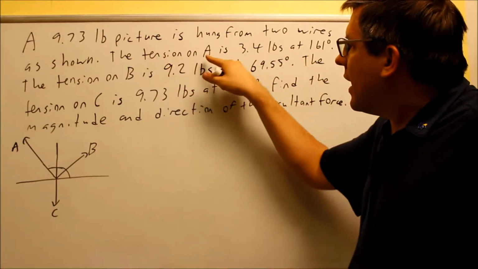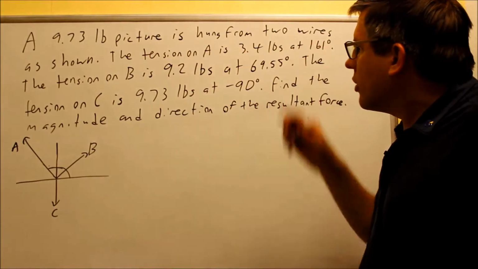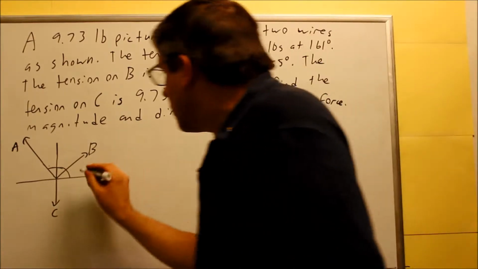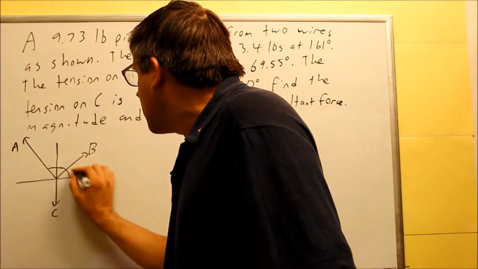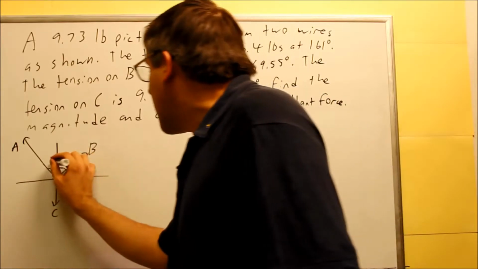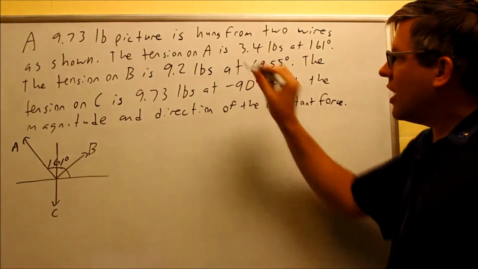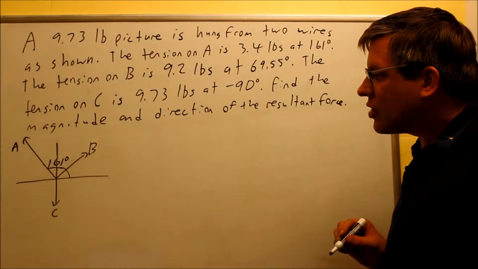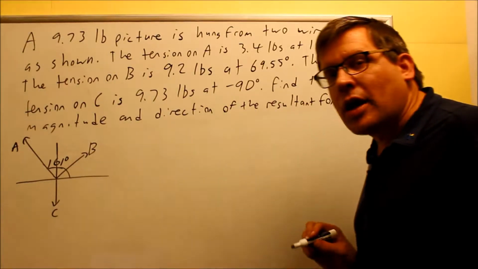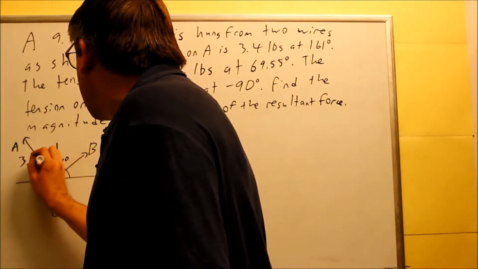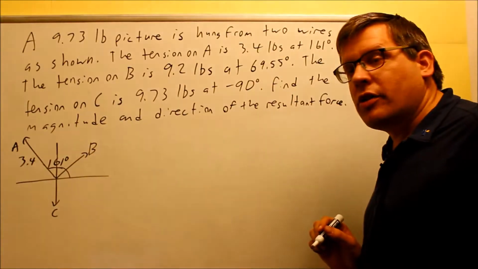It says the tension on A is 3.4 pounds at 161 degrees. Well, this angle right here is A, that's measured from the positive x-axis. This is 161 degrees. That's the first angle that it's talking about there. You always have to make sure it's measured from the positive x-axis. Now the tension on that is 3.4 pounds. I'll put 3.4 there on that one.